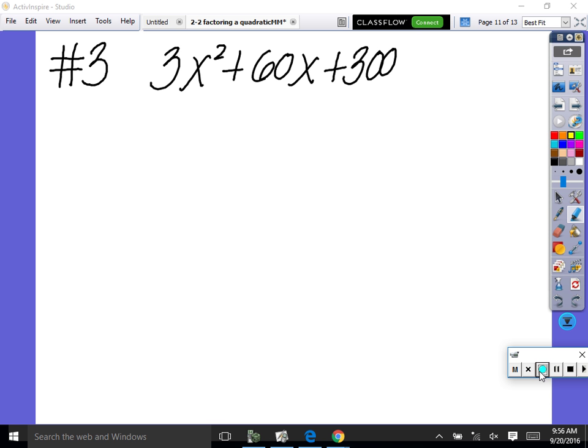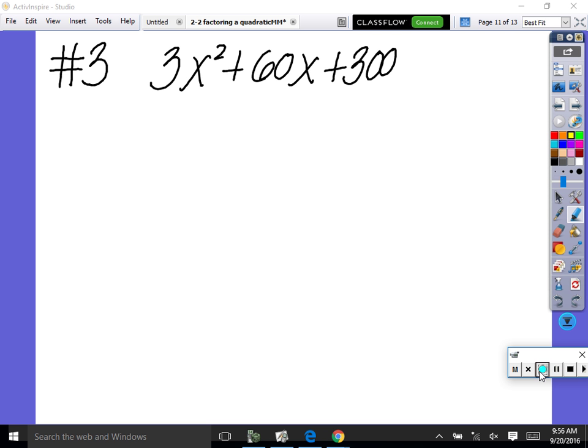Everybody look up here. So on number 3, on I think your paper, right? It's not on your practice. You have 3x squared plus 60x plus 300. What our first step should be to make it easier on ourselves: we could do a times c and add up to b, but we're going to be dealing with huge, huge numbers, and Sarah was running into this. So what we probably should look at is if there's a greatest common factor we can factor out.